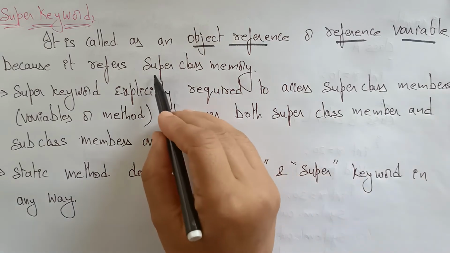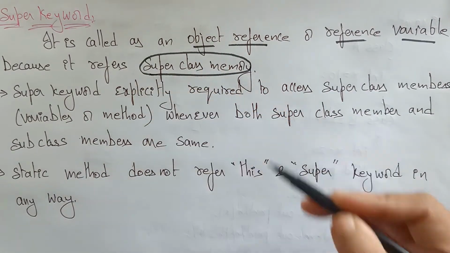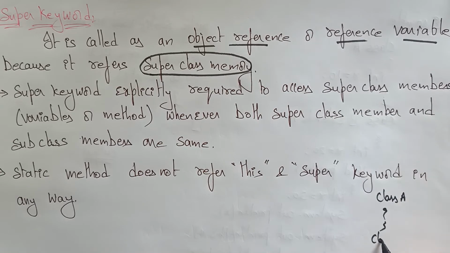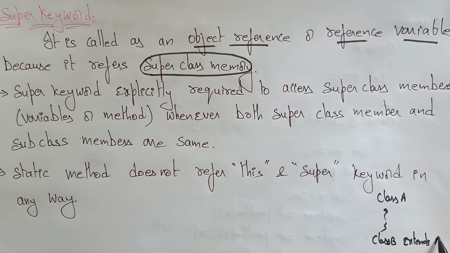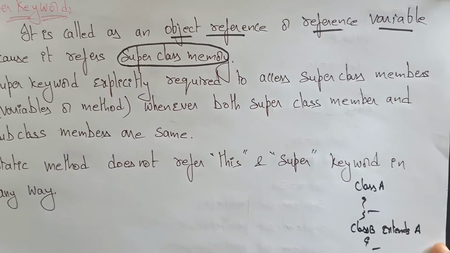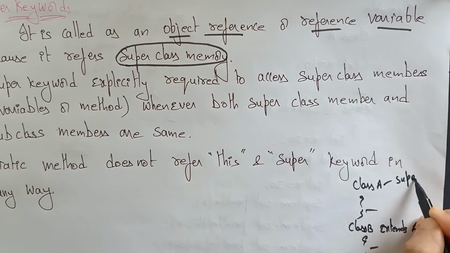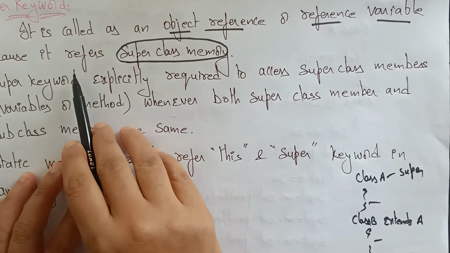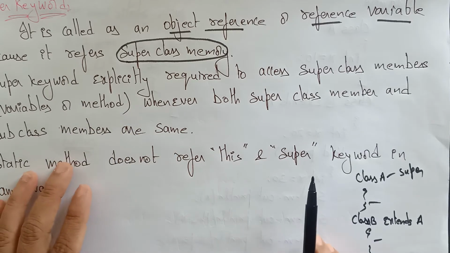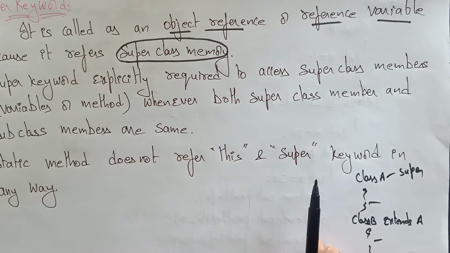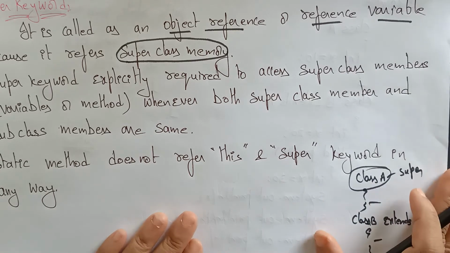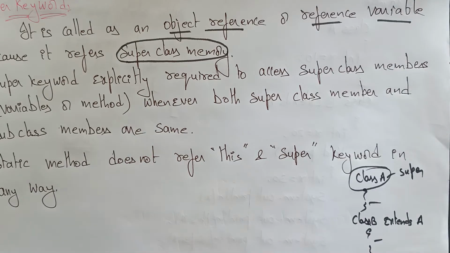Why? Because it refers to the super class memory. Here class A is a super class, and class B extends class A. So this is the super class and this is the subclass, which we have already seen. So the super keyword, we call it an object reference. Why are we calling it an object reference? Because it refers to the super class memory. A super class memory is going to be referred. That's why it is the super keyword.